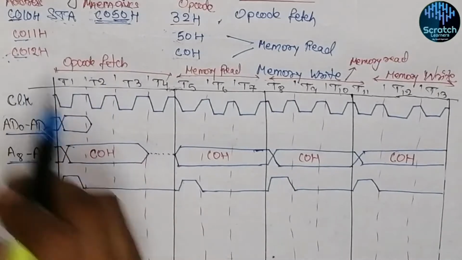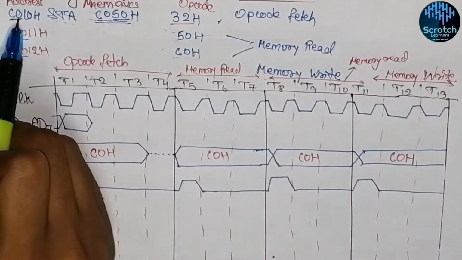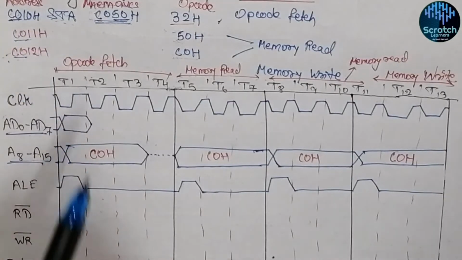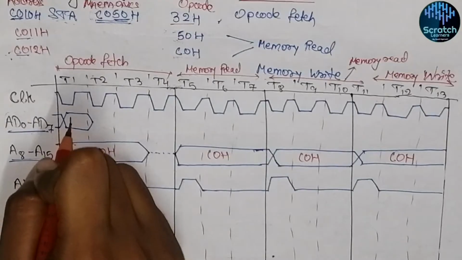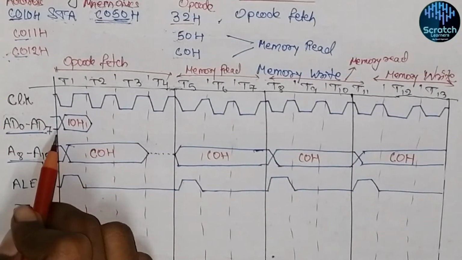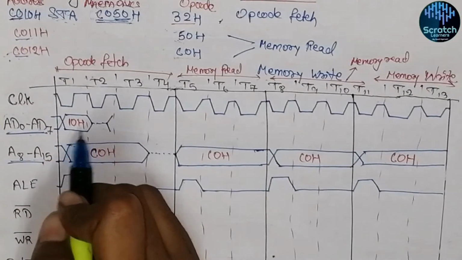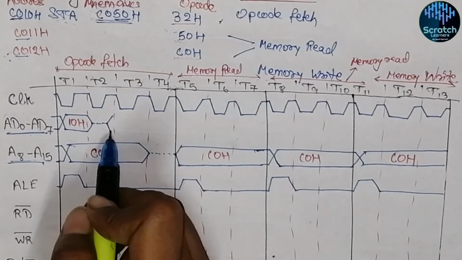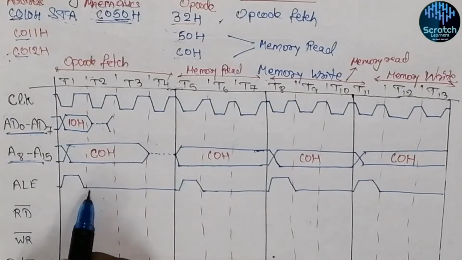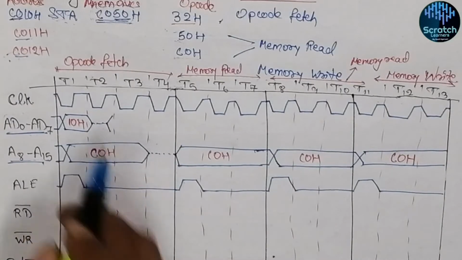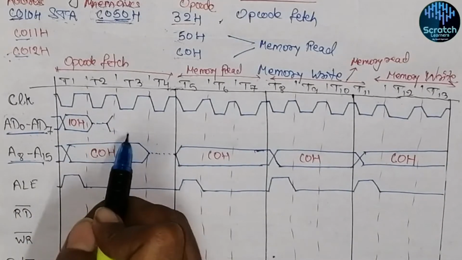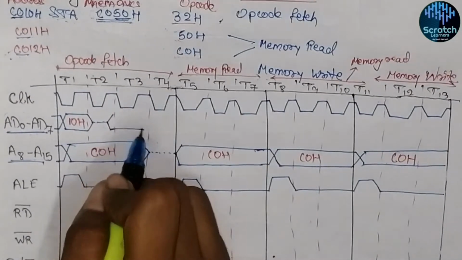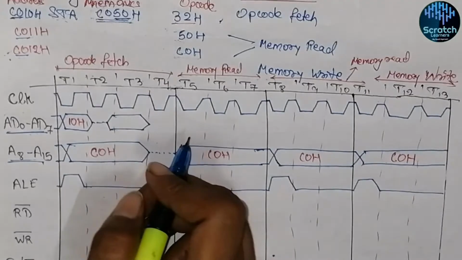So T1 will contain the lower order address. While opcode fetching, the higher order address is C0 hex and the lower order address is 10 hex, right? So we will write 10 hex here as this is the lower order address. Now in T2 and T3, the lines will act as data lines as the ALE signal is low here. So what data will it contain? It will be fetching the opcode, so 32 hex will be written in this location.